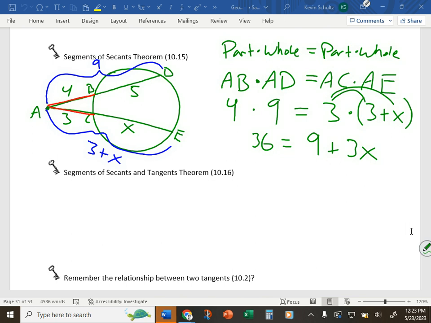Now you've got a 2-step equation to solve here, right? Subtract 9 from both sides. 27 equals 3x. Divide both sides by 3, and x equals 9. I get it. x equals 9.